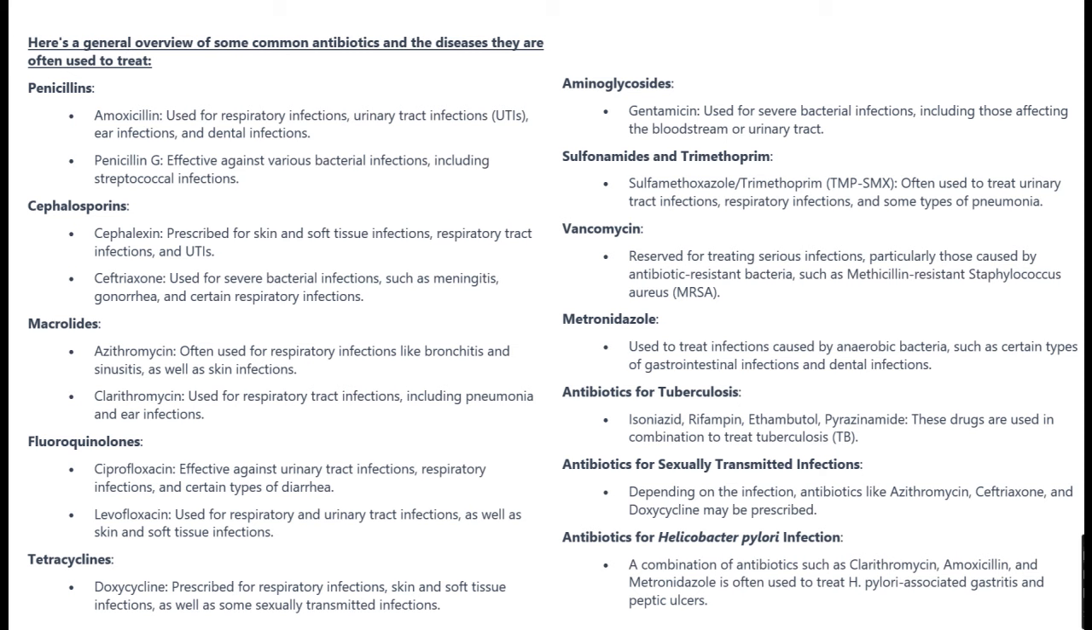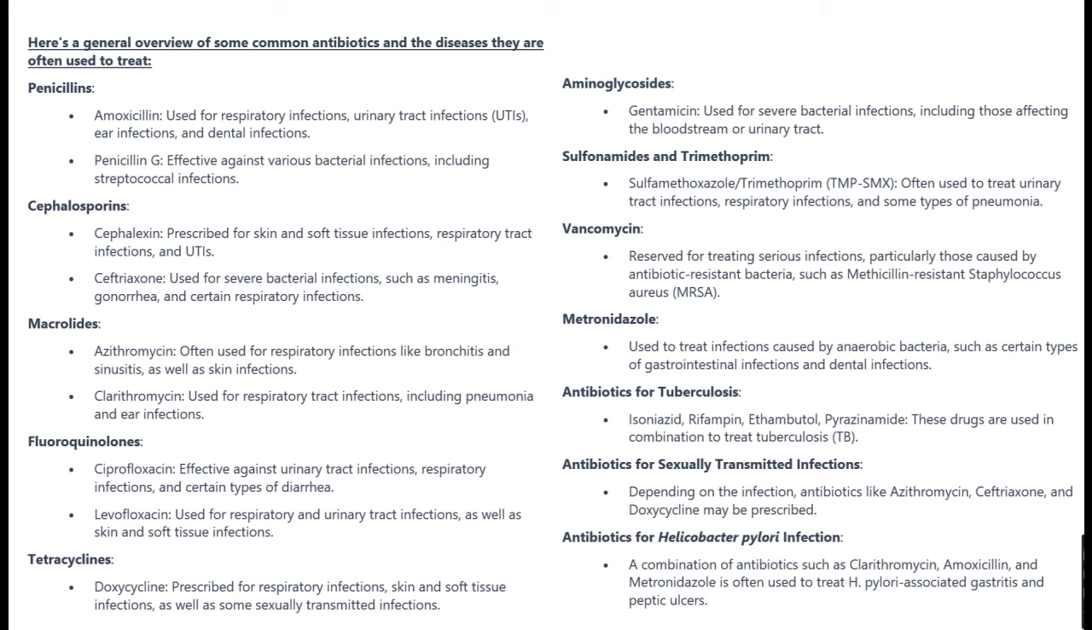4. Fluoroquinolones. Ciprofloxacin, effective against urinary tract infections, respiratory infections, and certain types of diarrhea. Levofloxacin, used for respiratory and urinary tract infections, as well as skin and soft tissue infections.